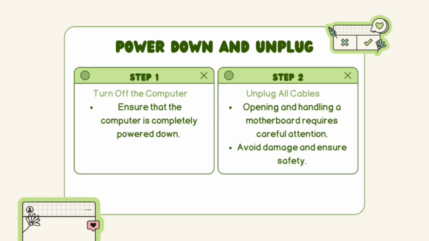First, power down and unplug. Turn off the computer. Ensure that the computer is completely powered down. Unplug all cables. Disconnect the power cable as well as any peripheral devices like keyboard, mouse and printer.